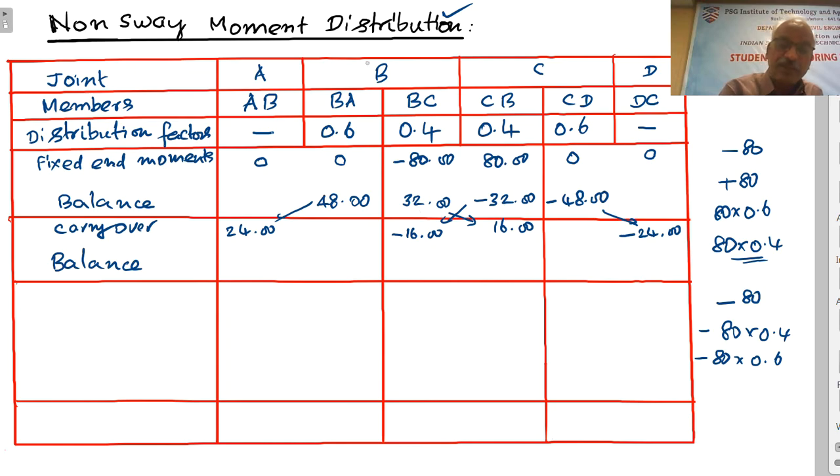Now, at B, there is only one moment on the right hand side, minus 16. So, minus 16 is to be balanced. So, you have to apply plus 16 in the ratio 0.6 and 0.4. So, the values will be 9.6. So, here you have to apply plus 16. So, plus 16 into 0.6 is 9.6.